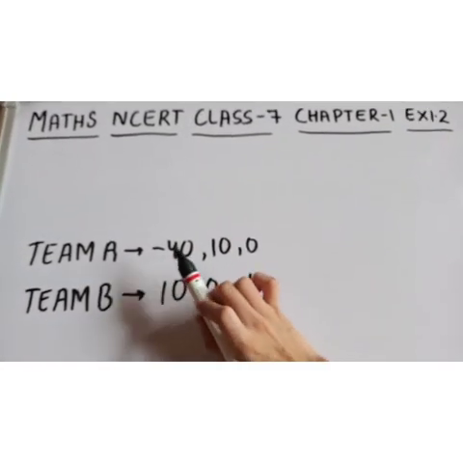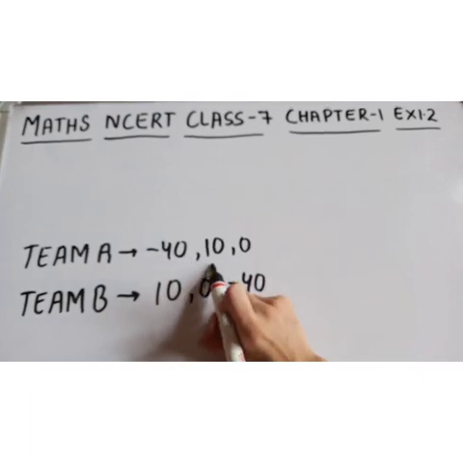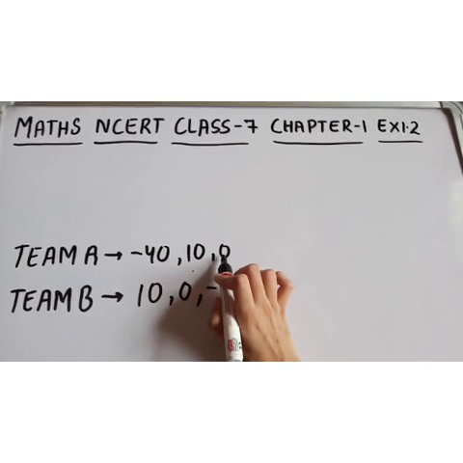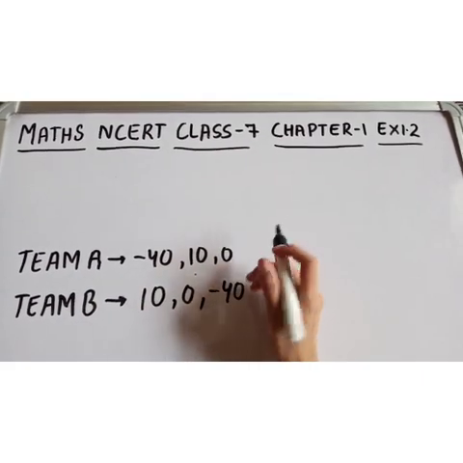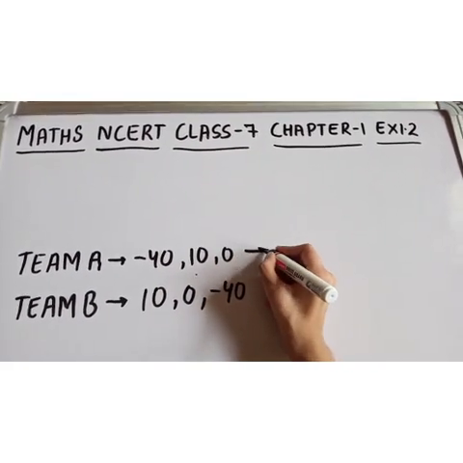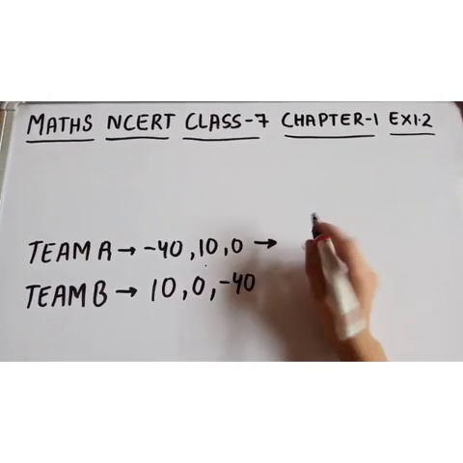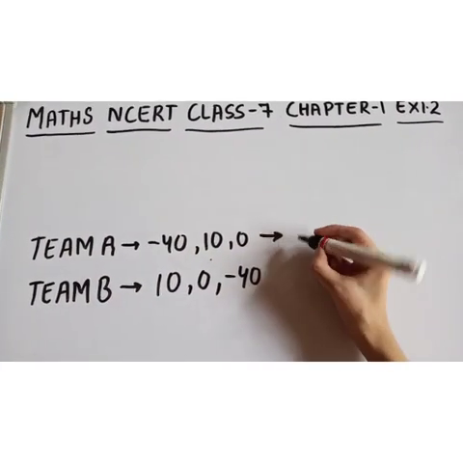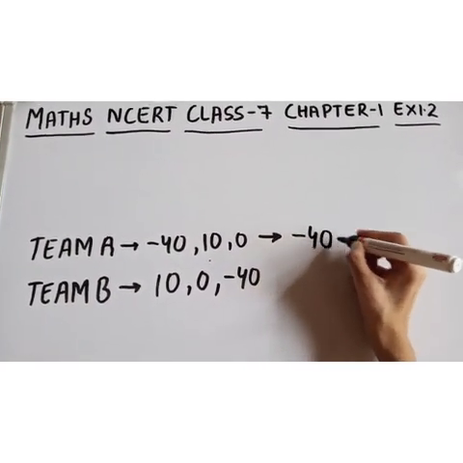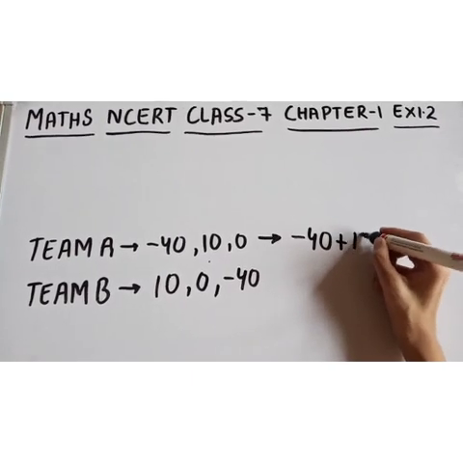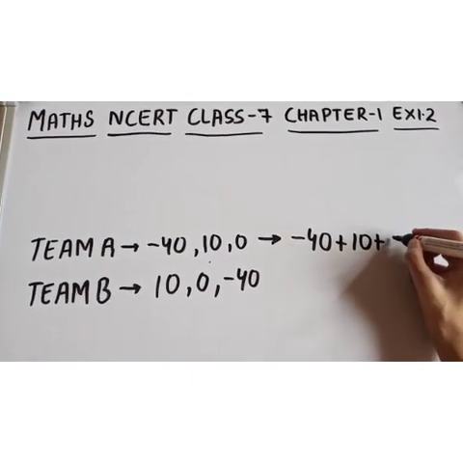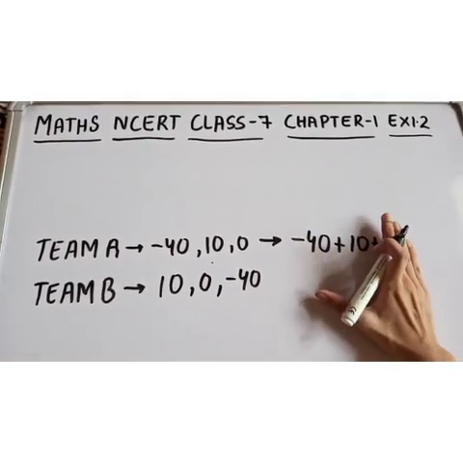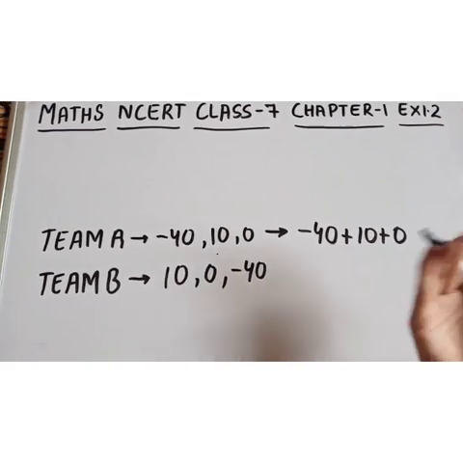In team A, -40, 10 and 0. So 0 is having no value. First of all, what we will do is we will add plus sign in all these numbers because we have to add these. So let's put plus sign. -40 plus 10 plus 0. Now let's add them. You leave 0 because 0 is not having any value.